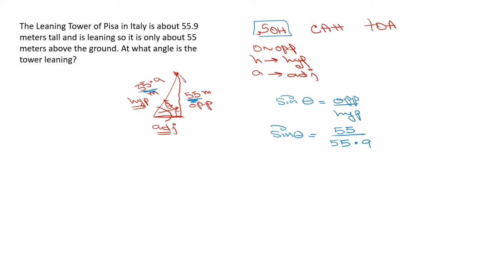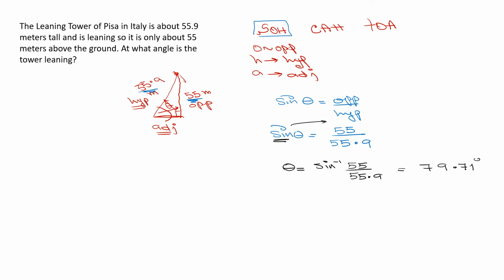Now we want to find theta, which means we have to take the inverse of the sine on both sides in order to remove the sine from here. So you can write theta equals sine inverse, because you want to bring the sine to the other side. So you will write sine inverse of 55 over 55.9. Now type it in the calculator and make sure that your calculator is in degree mode. So your answer will be 79.704, or 71 degrees. I hope you understood.